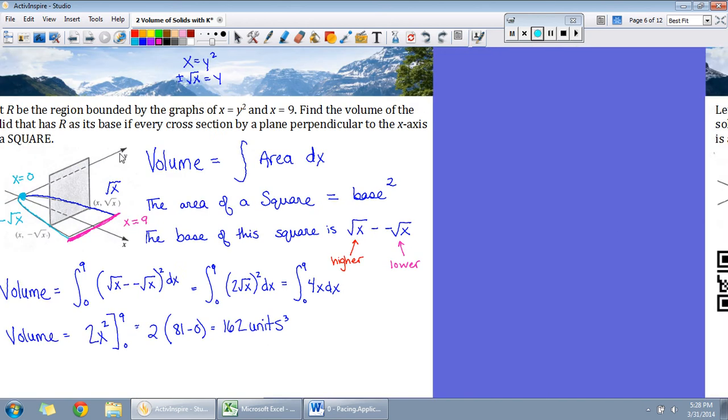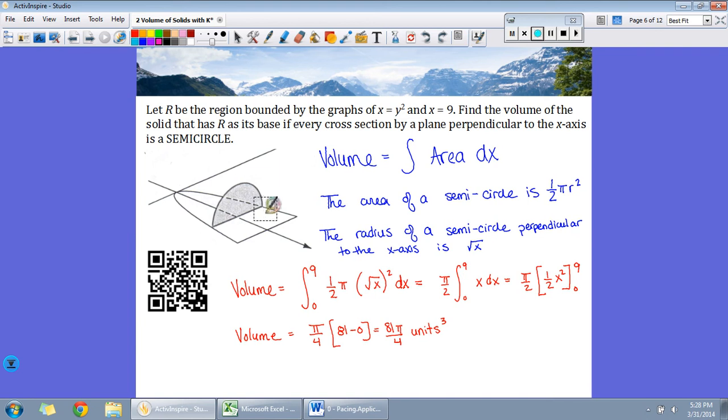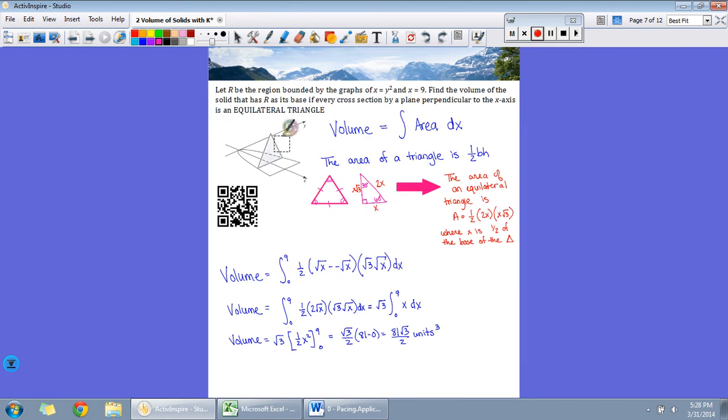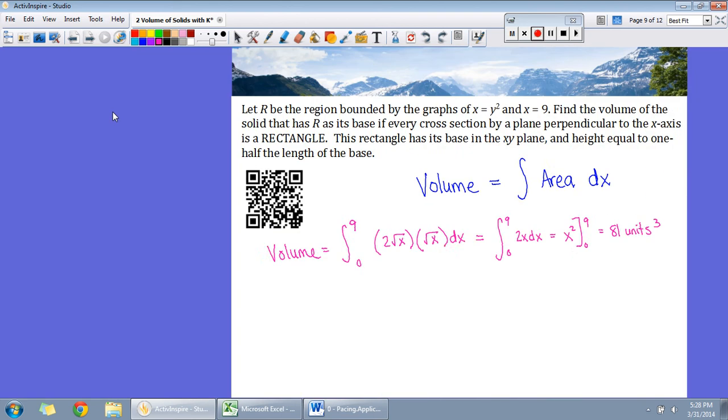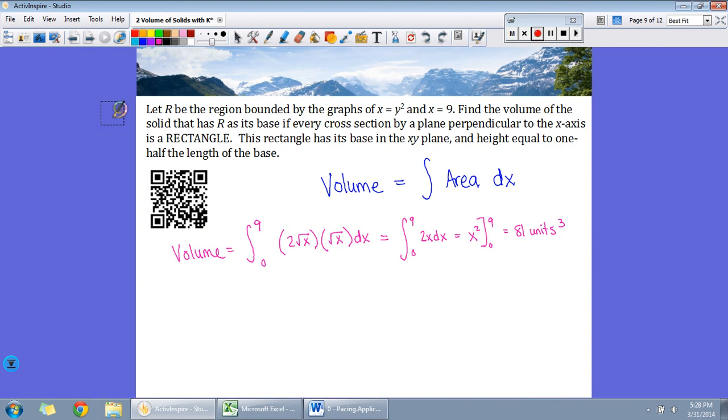The other examples that we did in class had to do with semicircles, so we had a different area formula. Equilateral triangles, again we had a different area formula, 1/2 base times height. Trapezoid and rectangle. If you have any questions on any of these examples, please see the printout of the notes or come see me in Cab Morning or after school.